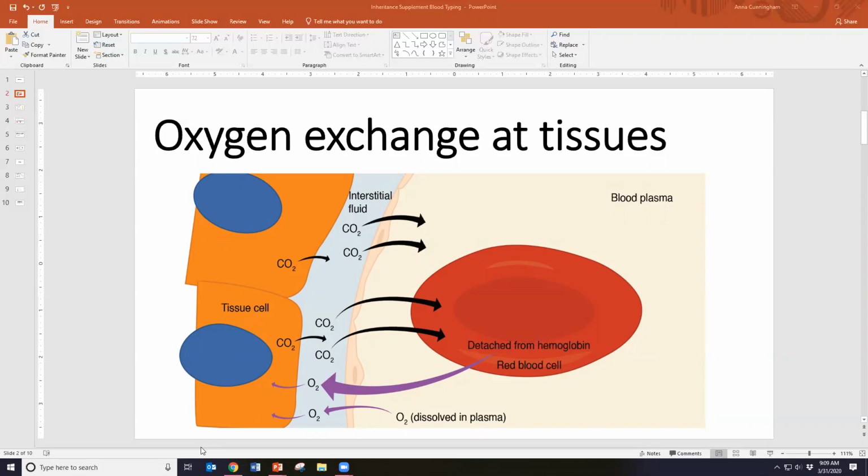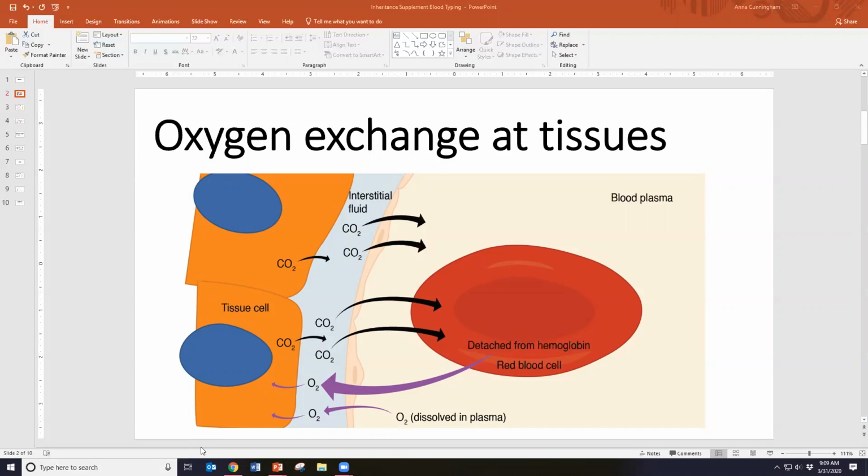All right. So why are red blood cells important? Why does blood typing matter? There are a lot of reasons red blood cells are important, but one of the major reasons is that they carry oxygen and carbon dioxide through the body.